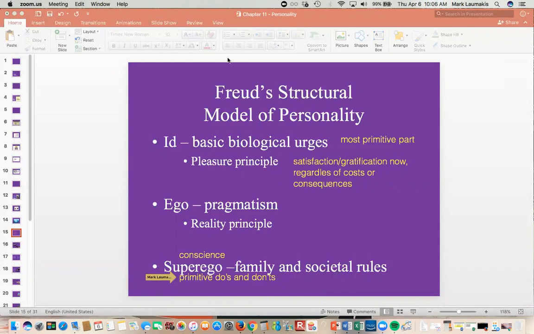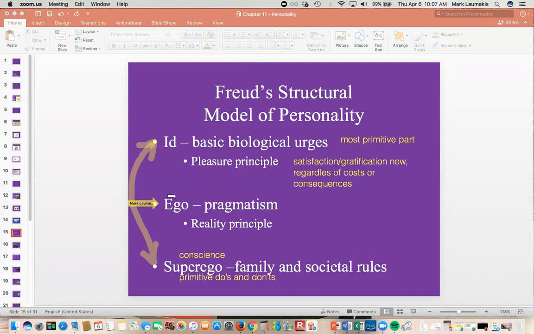Okay, so now we've got tension, right? There's indubitably going to be tension and conflict between id and superego. Id wants to act on the impulses, and it doesn't care about consequences. That's what the pleasure principle is all about. The superego says, well, you can't do that. Okay, so how am I going to work this out? I need a pragmatic intermediary, and that's what the ego is. The ego is obeying the reality principle.